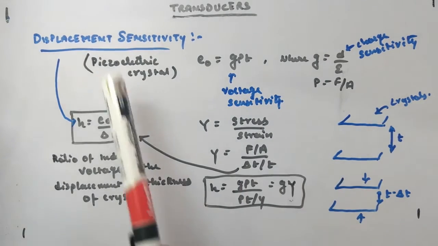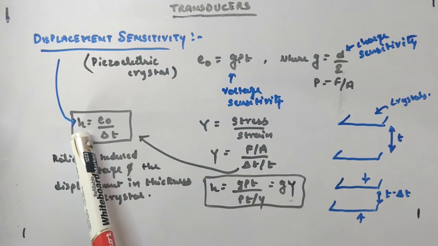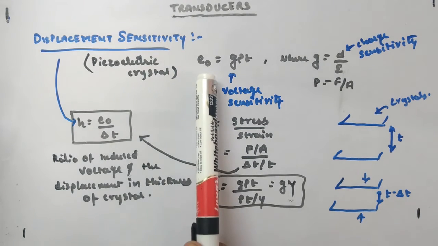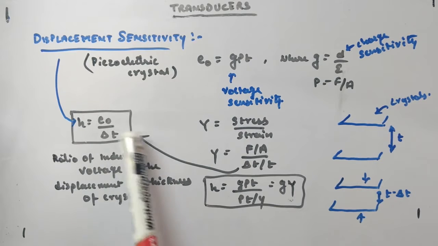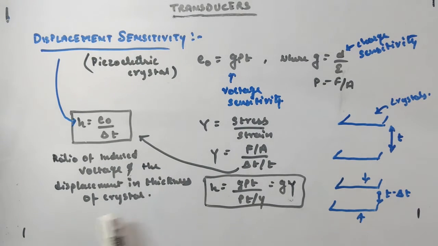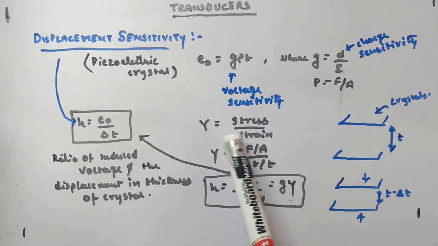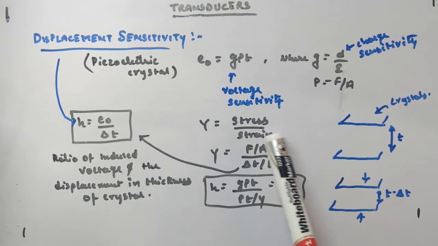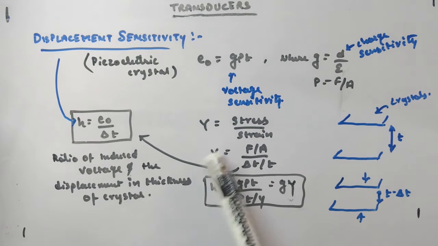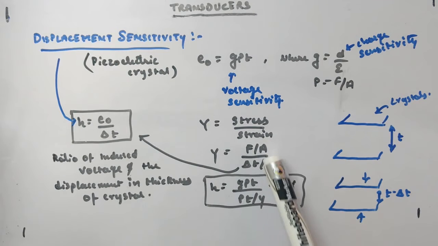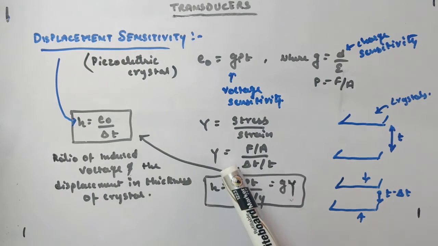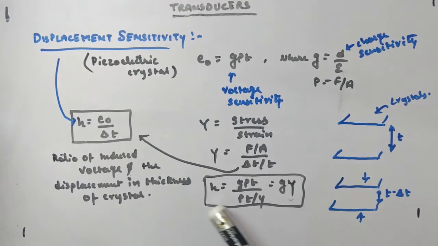Now there is something called displacement sensitivity, which is denoted as H, which is the ratio of the induced voltage E naught divided by the displacement in thickness of the crystal, del T, when you apply the force. Now from Young's modulus definition, we saw stress upon strain is equal to Young's modulus of elasticity. That will be F upon A divided by del T divided by T is equal to Y. Plug the value of del T here. You will get H is equal to GPT divided by PT divided by Y, which means G into Y. G is your voltage sensitivity, Y is Young's modulus.